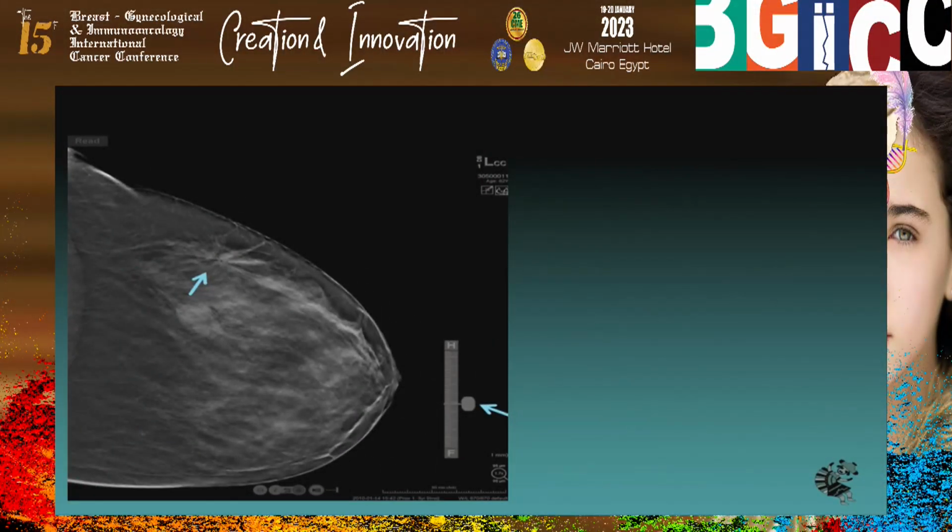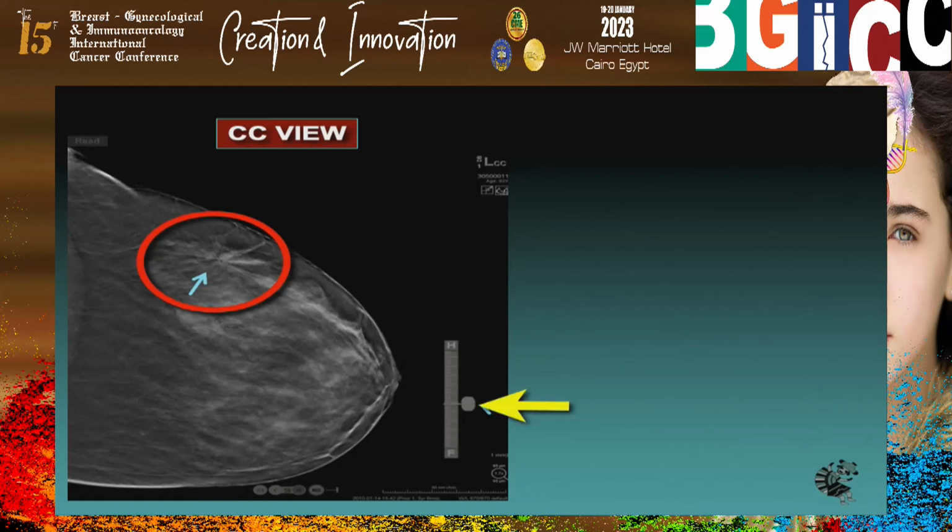Let's take a look at a CC view and see how it helps us to know where the scroll bar is. You can see an area of architectural distortion here. Where is it located? Well, it happens to be in the middle. It's not toward the top, it's not toward the bottom. We know the lesion is lateral, but we don't know exactly where it is top to bottom. But here it tells us that it's in the middle, so it's probably around 3 o'clock.